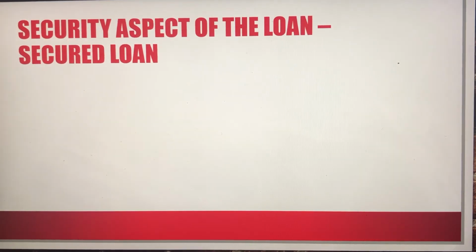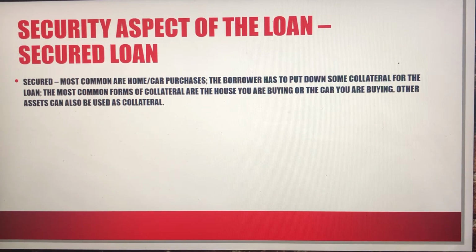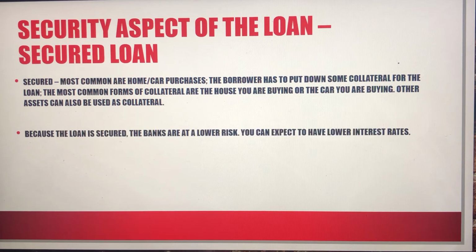It's huge, okay? The security aspect of the loan. So there's two types of security aspects for any loans you might take out. One is secured, and this is really common, but unsecured loans are also very common as well. So understand the difference and understand when each would apply, okay? So a secured loan, the most common are home and car purchases. The borrower has to put down some collateral for the loan, and generally, it's going to be the house that you're buying or the car that you're buying, okay? Other assets like land or jewelry or investments that you might have can also be used as collateral, okay? Because the loan is secured, the banks are at a lower risk. So because of that, you can expect to have lower interest rates.